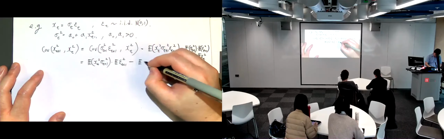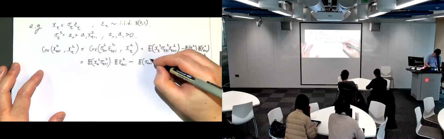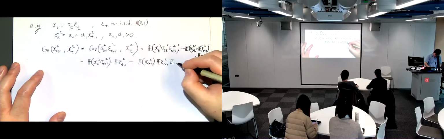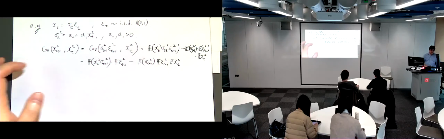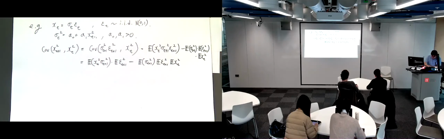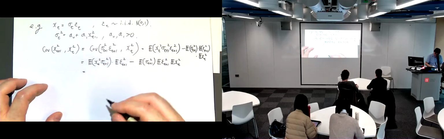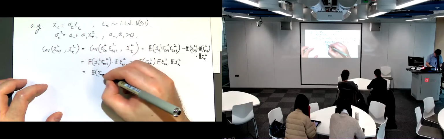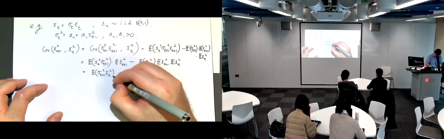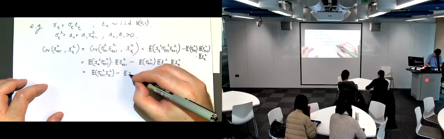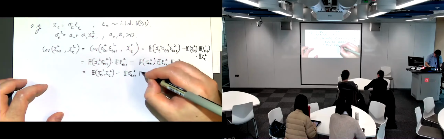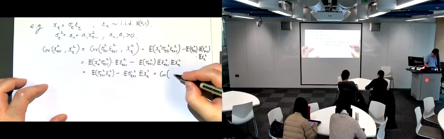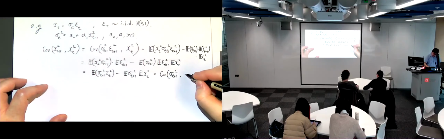And then minus the expectation of sigma t plus 1 squared epsilon t plus 1 squared xt squared. All of these equal 1, as the expectation of epsilon t plus 1 squared equals 1. So in the end this is just the expectation of sigma t plus 1 squared xt squared minus the expectation of sigma t plus 1 squared times the expectation of xt squared, which is just the covariance between sigma t plus 1 squared and xt squared, right?